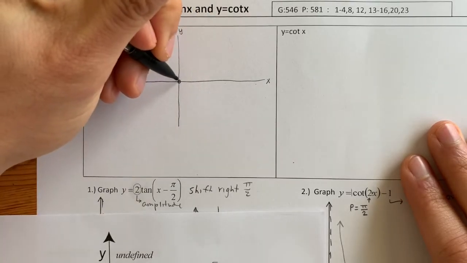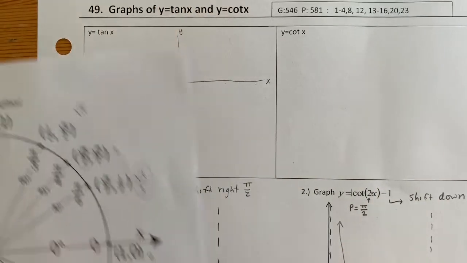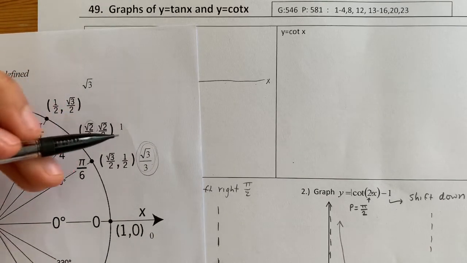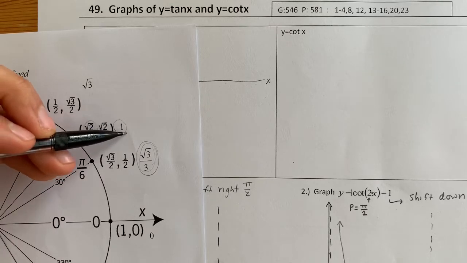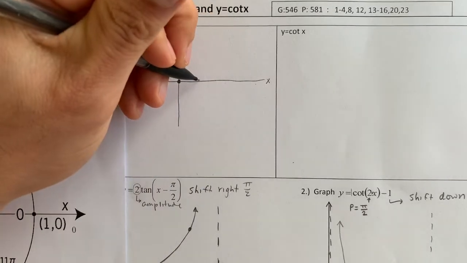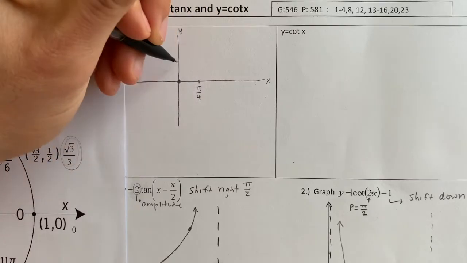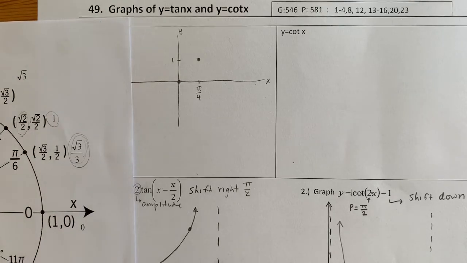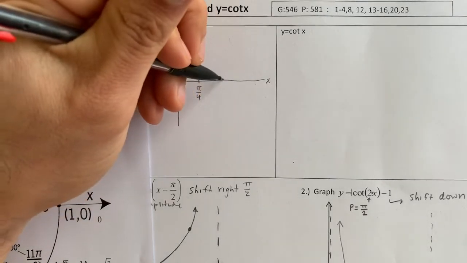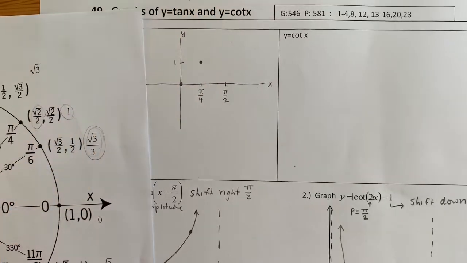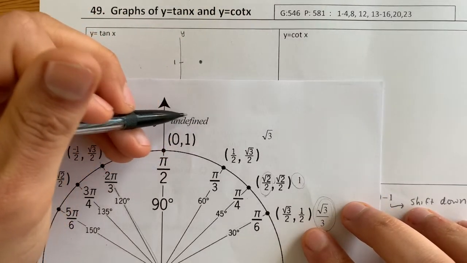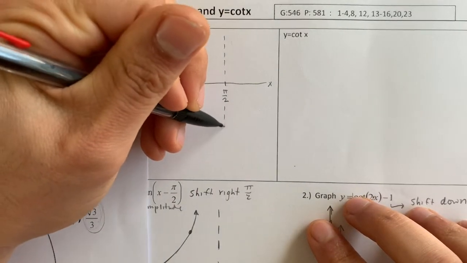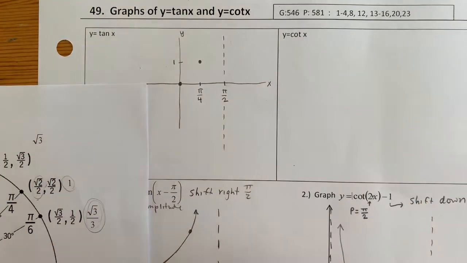So 0, 0. Then as I move around the circle, I'm going to see that as I get to 45 degrees or pi over 4, I have kind of an easy value of tan. It's just 1. So I'm going to mark off pi over 4 at 1. And then as I get to pi over 2, on the unit circle, I can see my tan value is undefined. So for undefined, I will draw an asymptote. All right, so I'm going to stop at that asymptote.